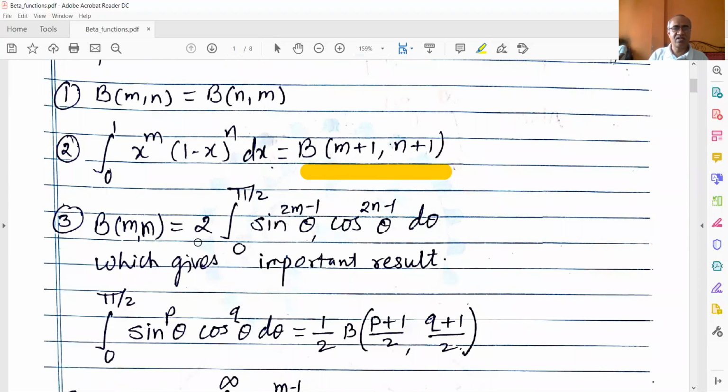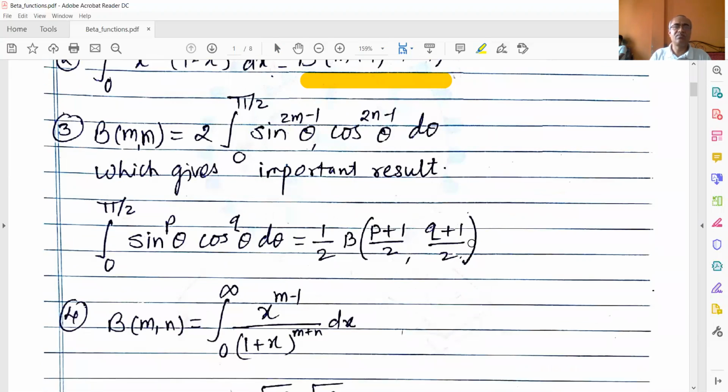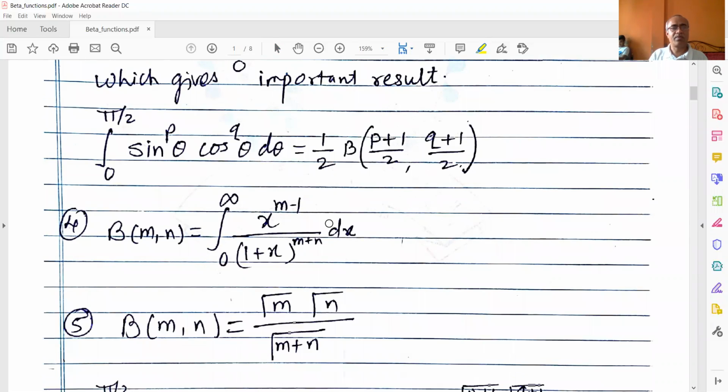Next, beta mn is also defined as 2 integral of 0 to pi by 2 sine raised to 2m minus 1 theta cos raised to 2n minus 1 theta d theta, which gives some certain important results. That is integral 0 to pi by 2 sine raised to p theta cos raised to q theta, 1 by 2 beta p plus 1 by 2 and q plus 1 by 2. All the proofs, with proper substitutions, we can prove all these properties.